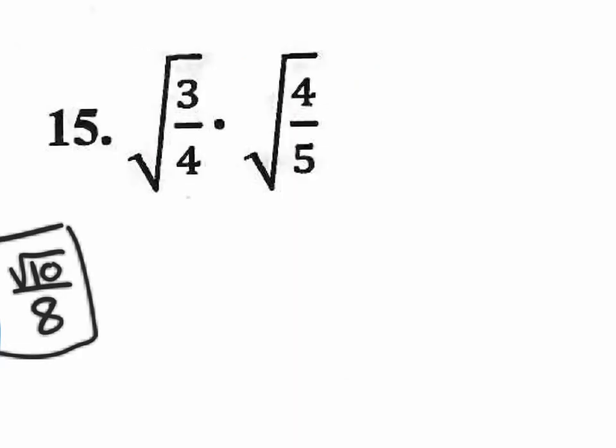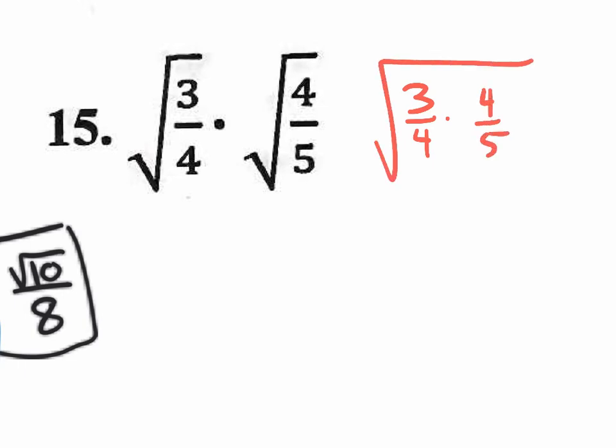So right here we're going to put both radicals together. So we're going to make the 3/4 times 4/5 be inside one radical. Now why would I do that? Because I could multiply 3 times 4 and get 12, and 4 times 5 and get 20, and then reduce 12 over 20 to 3/5. Or the easier way to do it is to cancel out the 4 and the 4, and you'll get the square root of 3 over 5.